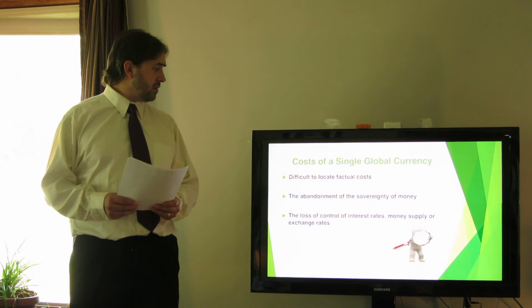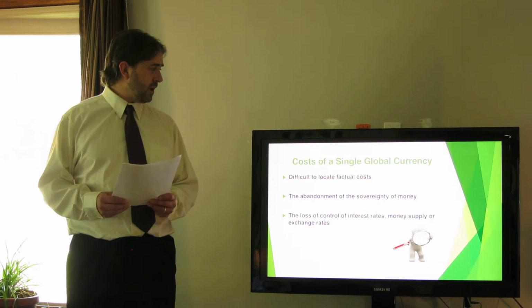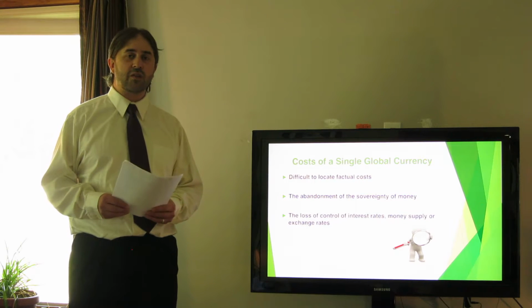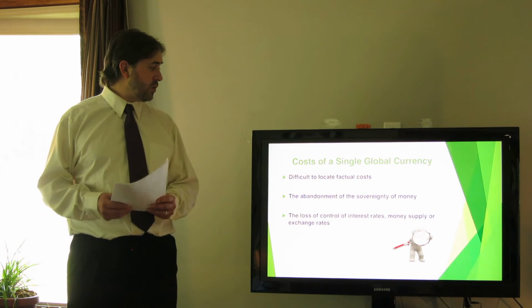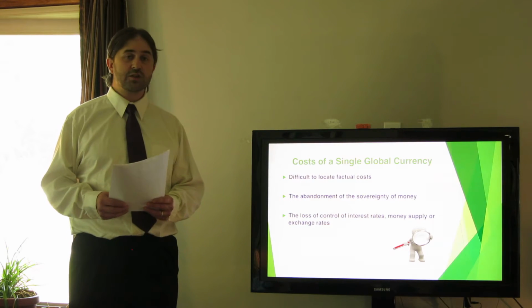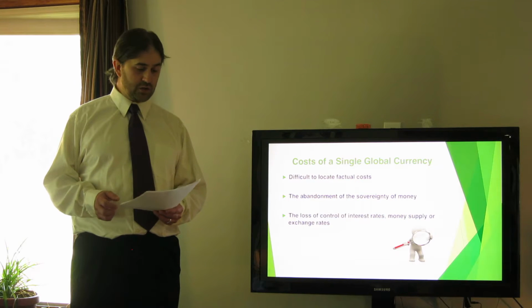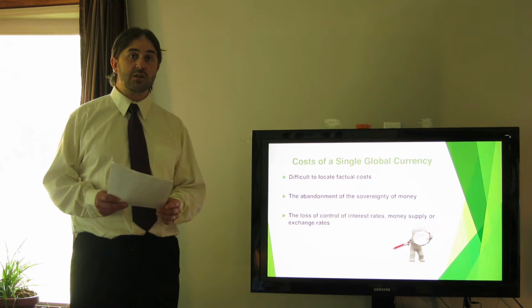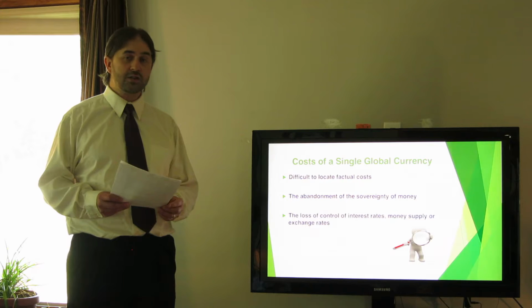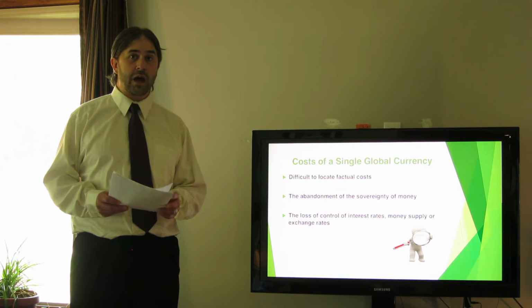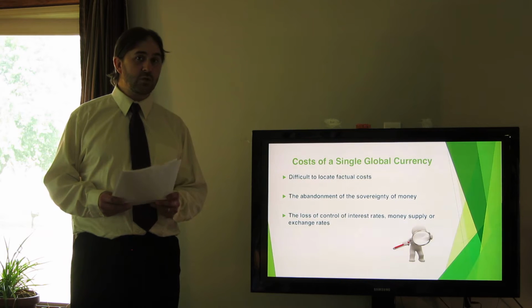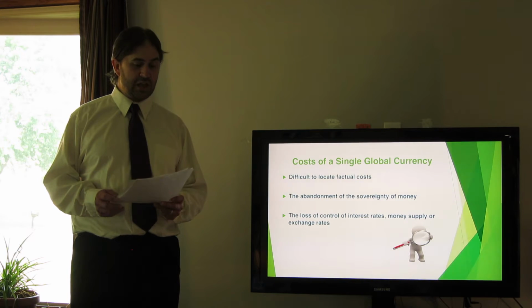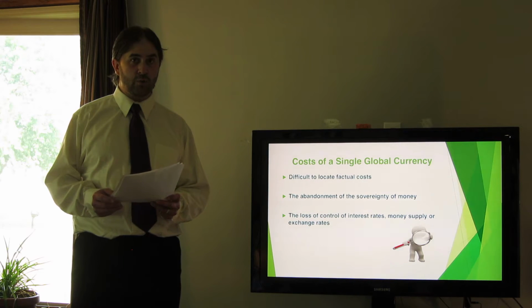The second and more legitimate cost, the only one that I could find in relation to actual factual numbers, is the loss of control of interest rates, money supply, or exchange rates. Many national governments think that it's best that the control of interest rates and money supply be kept to them on their own individual country's level. The use of a single global currency would now put this in the hands of a global scale, and they would lose the control they once had.